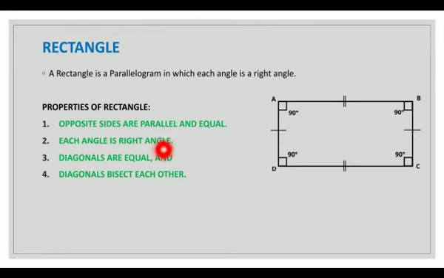Each angle is a right angle. Angle A equals 90, angle B equals 90, angle C equals 90, angle D equals 90. So the second property says each angle is a right angle.